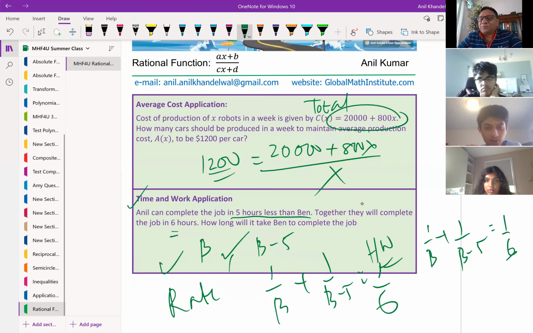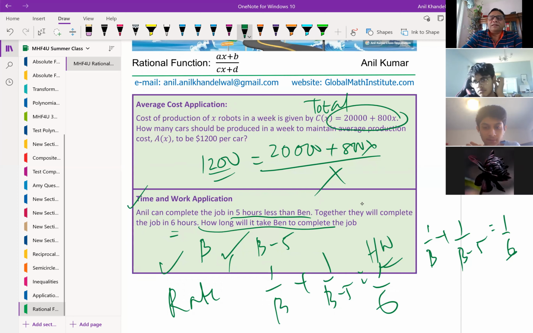Now solve for Ben. How long will it take Ben to complete the job? They could have asked about Anil also, then you would find B minus 5. But anyway, you understood the question.